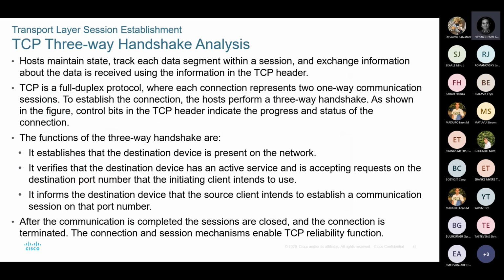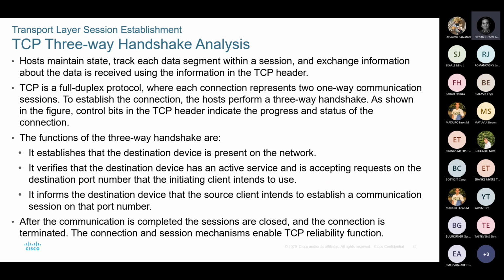Why do we need this three-way handshake with SYN and ACK in advance of any actual data transfer? This is because we want to make sure that the recipient is there before we start sending the data. If we can't establish that three-way handshake, that TCP session, then the destination is not available. We can't send the actual data.